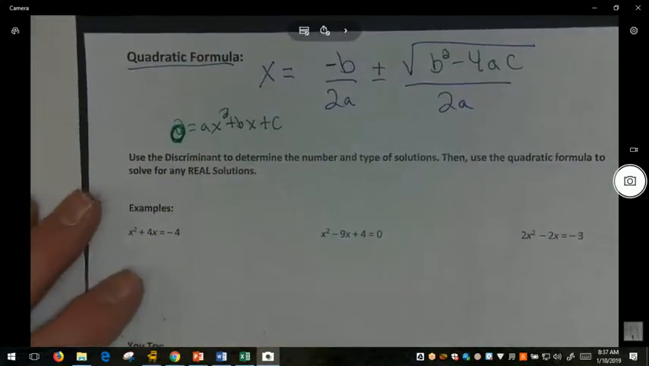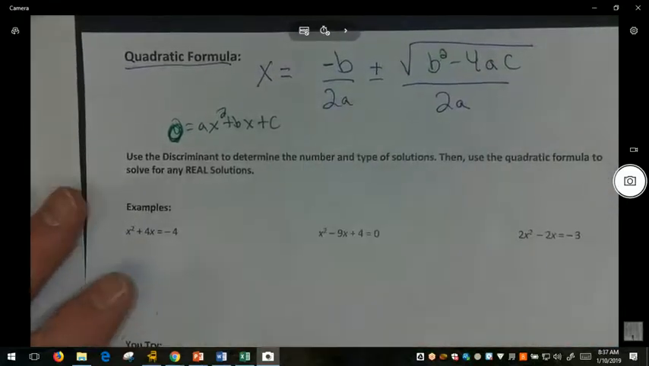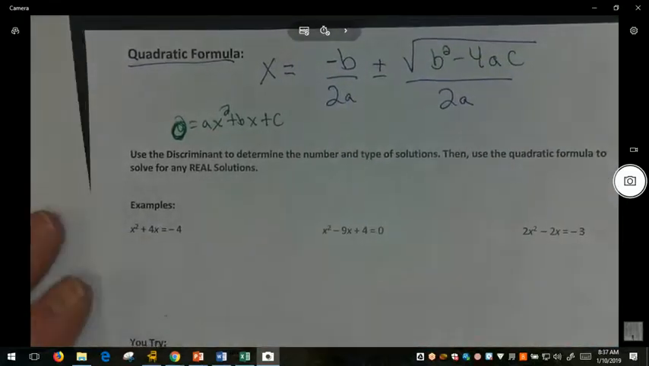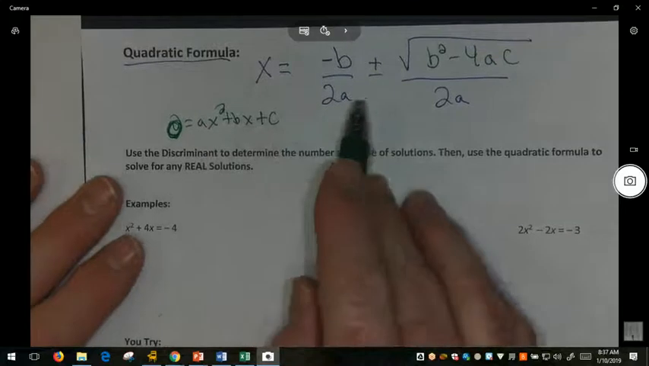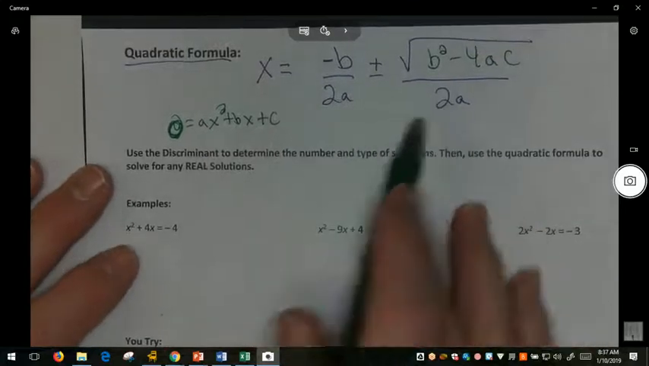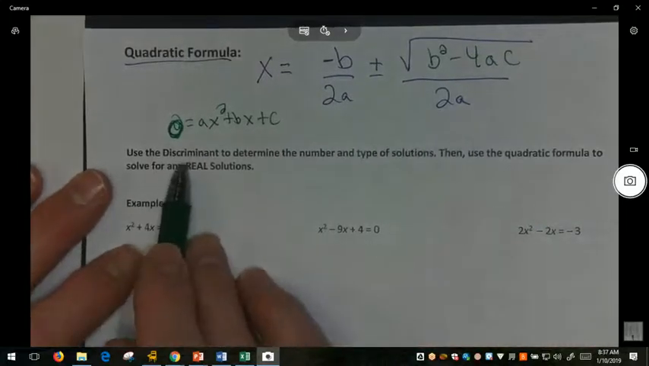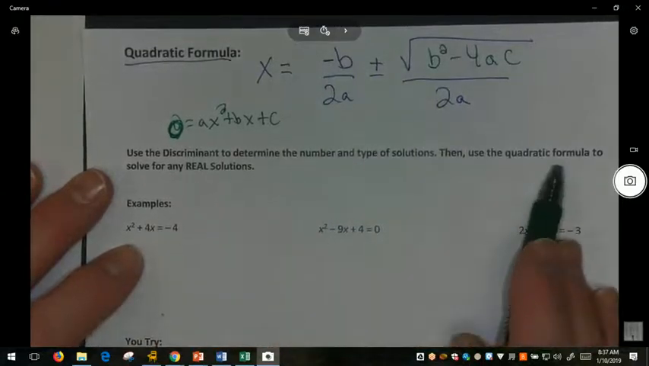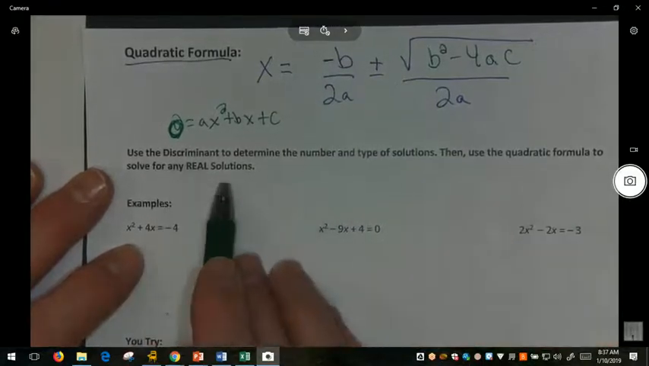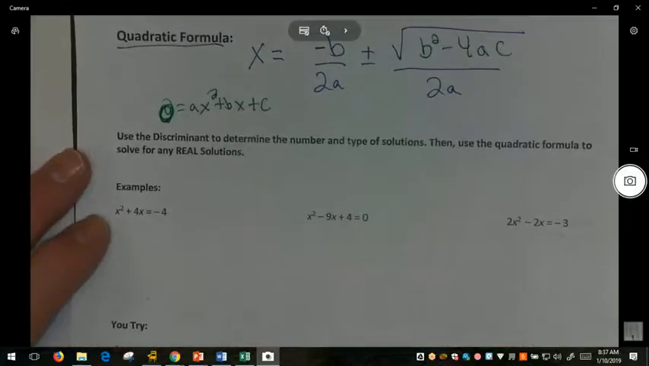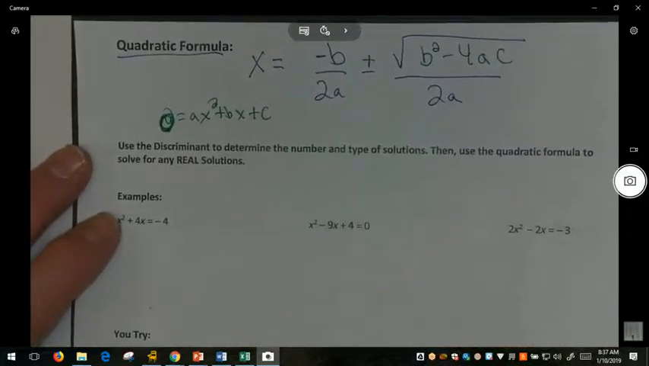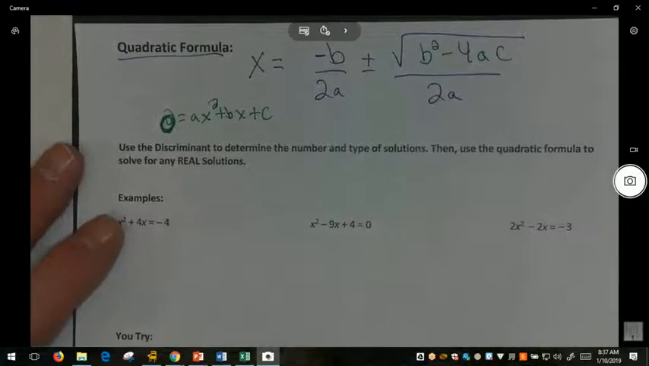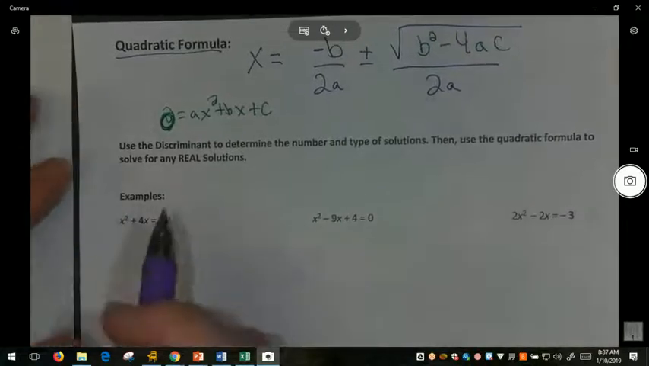So our next task is to use this formula, even if it is factorable, because we just want to make sure we know how to use the formula. To use this formula to solve. But first, we need to know how many solutions and what type there are. And you're only going to use the quadratic formula right now to solve for any real solutions. Later this year, in Algebra 2 and pre-calculus, you will solve even if they're imaginary, you'll have to find them.